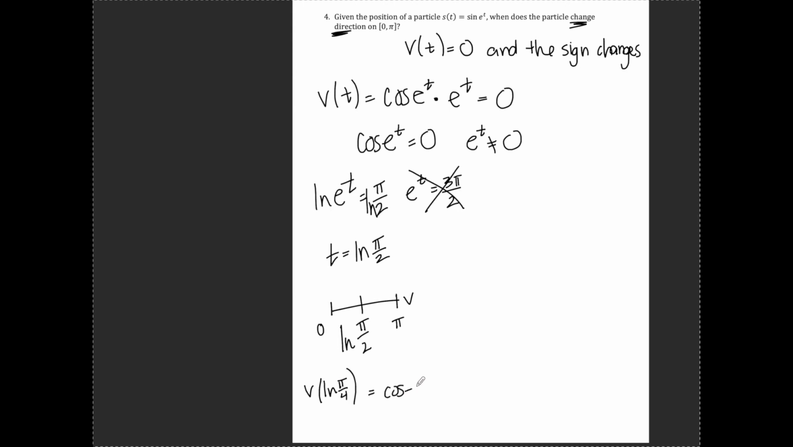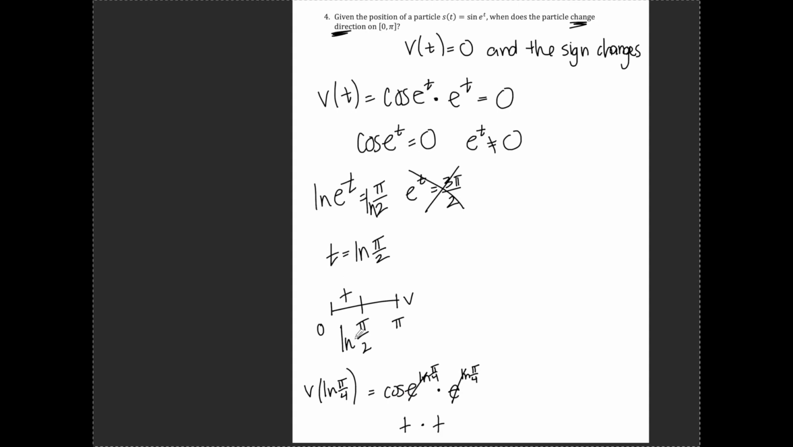So I have cosine of e to the ln of pi over 4 times e to the ln of pi over 4. Over here, your e and your ln cancel each other out. I have cosine of pi over 4, which is positive, times e to the ln of pi over 4. Again, the e to the ln cancels. You have pi over 4, which is positive. Positive times a positive is a positive for that first section.